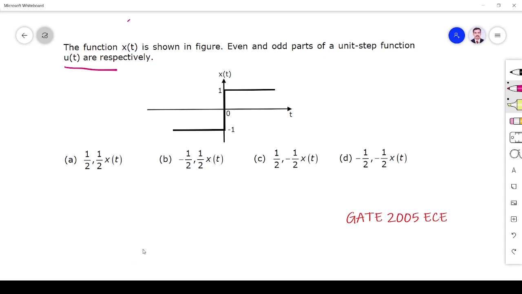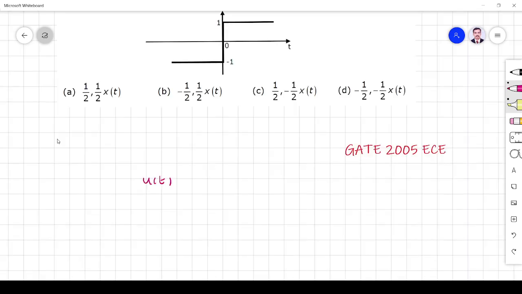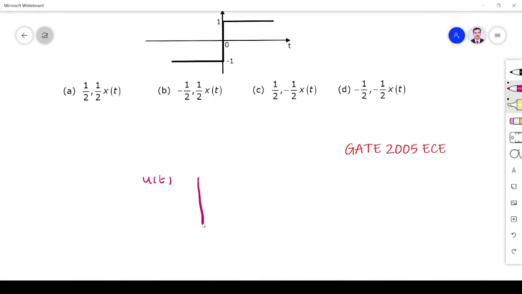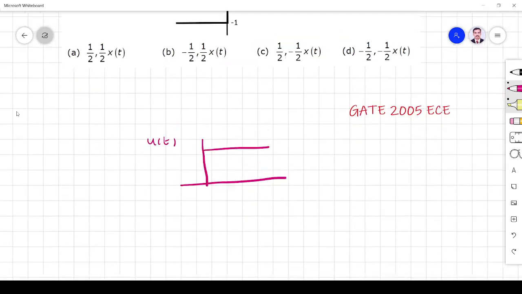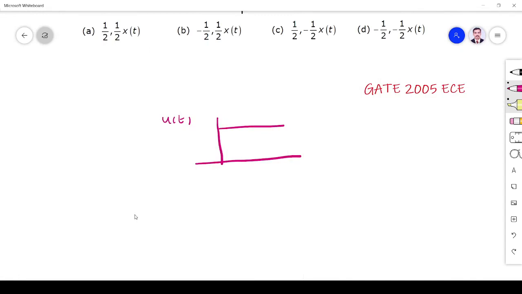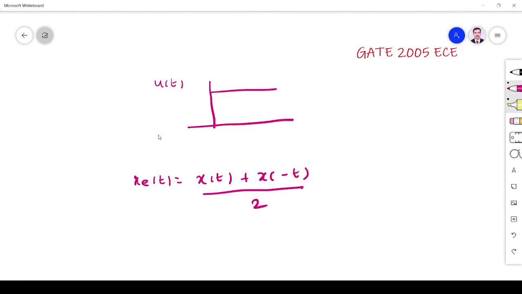So what is unit step? U of t, right? It is written as the unit step signal. What they are asking is even and odd in terms of this x of t. So what is even part? Let us assume x e of t, which is nothing but x of t plus x of minus t by 2. This is the even part of any signal x of t. So for that u of t we have to find. So this is u of t.